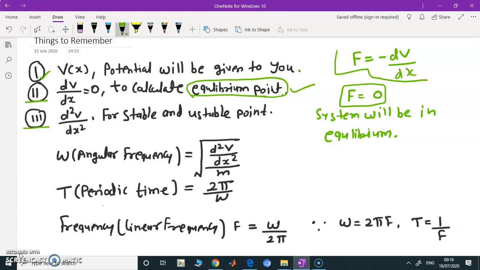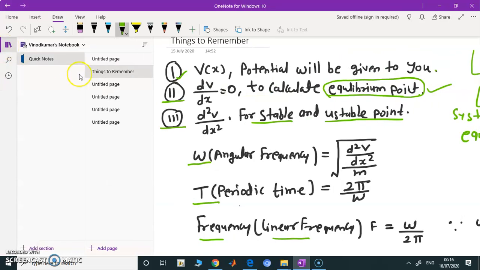Point number 3 is that you have to take the double derivative. We do the double derivative for calculating the stable point and unstable point, which point is stable and which is unstable. In such questions, they will ask about the angular frequency at a stable or unstable point, the time period capital T at a stable or unstable point, and the frequency or linear frequency. Okay, so let's take a few questions related to this so we'll understand better.